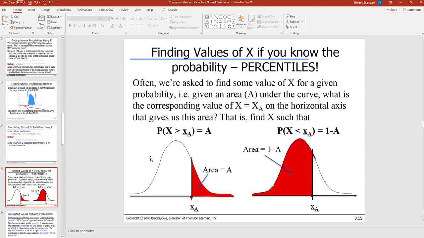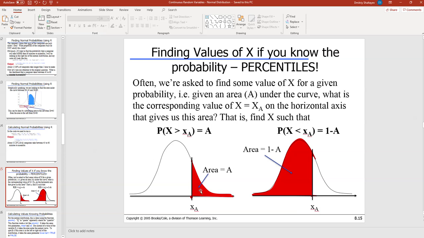Okay. Now let's talk about the reverse problem. How about if I know the area under the line? So essentially, in this part, what I was doing really is I knew the value, 45 minutes, or 60 minutes, or whatever it might be, and I could calculate the probability or the area under the curve, to the right from this value, to the left from this value, etc. How about the reverse problem? I know the area under the curve. Can I calculate the value of the variable that gives me this area?